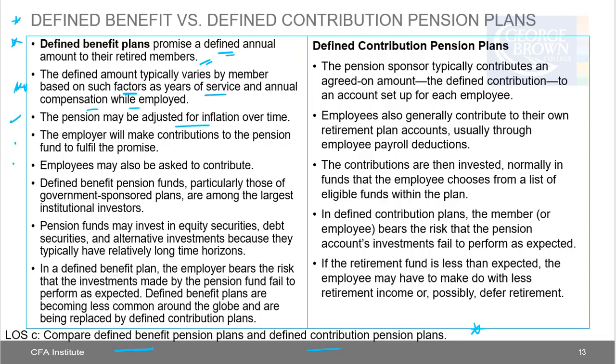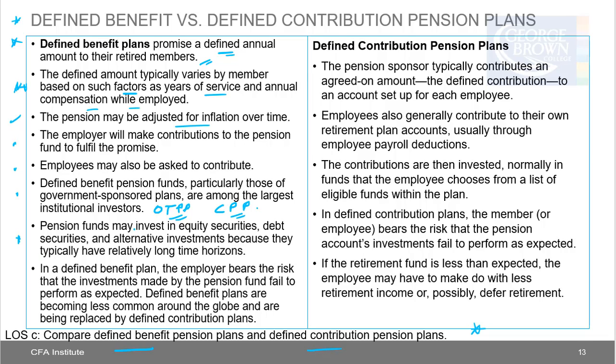In a defined benefit plan, the employer will make the contributions to the pension fund to fulfill the promise. So it's the obligation of the employer to make contributions. Employees may also be asked to contribute; they might have some partial contribution. Defined benefit pension funds, particularly those of government-sponsored plans, are amongst the largest of the institutional investors. I showed you in Ontario, Canada, OTPP, which is a defined benefit pension plan for teachers. And then also at the government level in Canada, we have the CPP, the Canadian Pension Plan. That also is a very big organization that has large assets and big institutional investment teams working there.